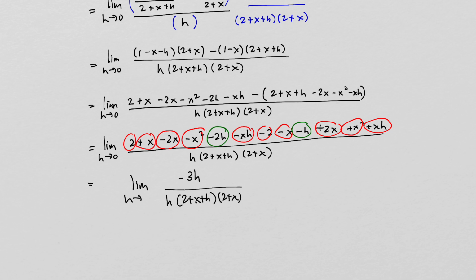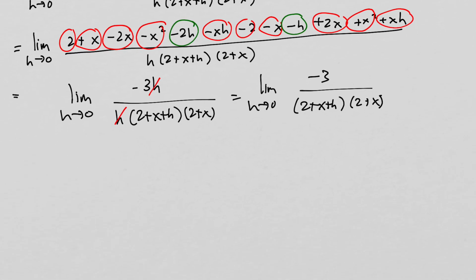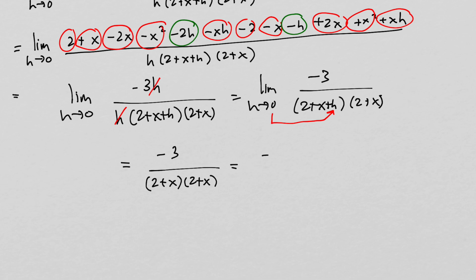And we have the limit as h goes to 0. And now this is the very important step. This h cancels out. And this gives us the limit as h goes to 0 of negative 3 over 2 plus x plus h times 2 plus x. All right. And now we can simply substitute h equals 0 in there. And that gives us negative 3 over 2 plus x times 2 plus x, which is negative 3 over 2 plus x quantity to the second power. And this is the derivative function.